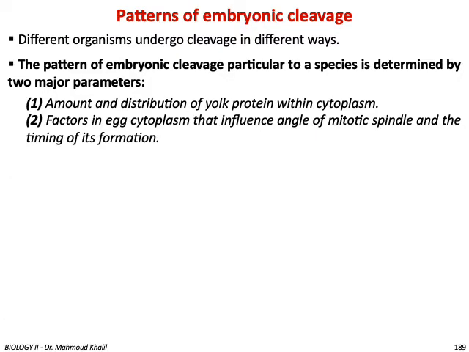The patterns of embryonic cleavage. Different organisms undergo cleavage in different ways. The pattern of embryonic cleavage particular to a species is determined by two major parameters: first, the amount and distribution of yolk, actually the yolk protein within the cytoplasm; second, the factors in egg cytoplasm that influence the angle of the mitotic spindle and the timing of its formation.